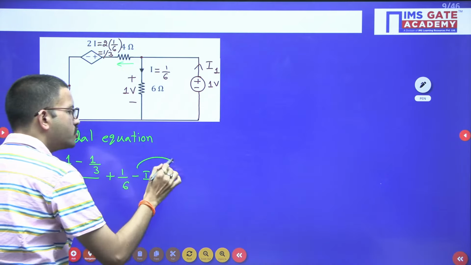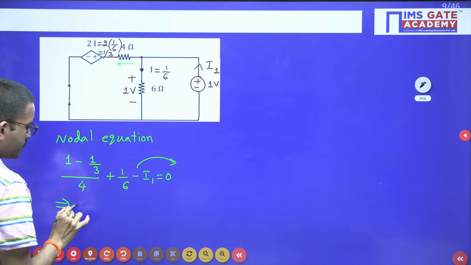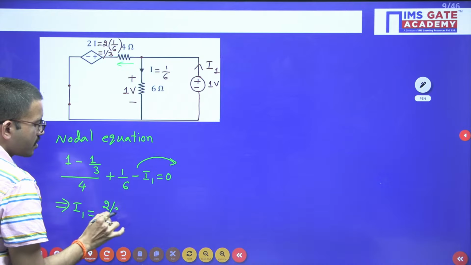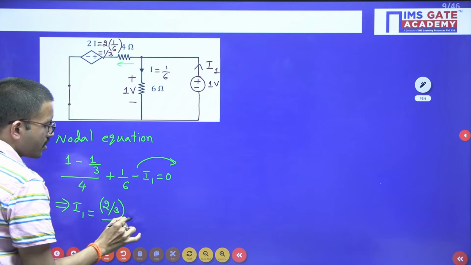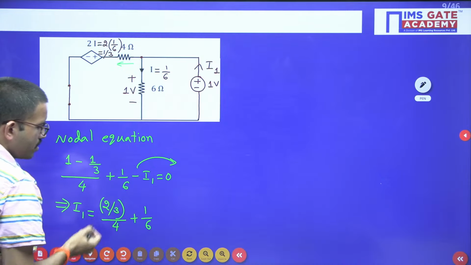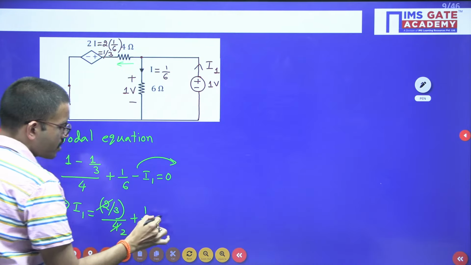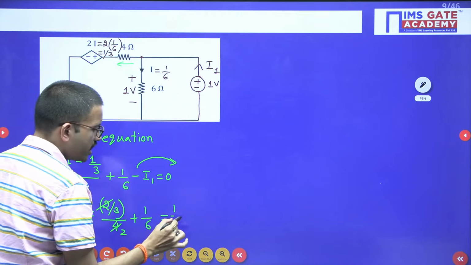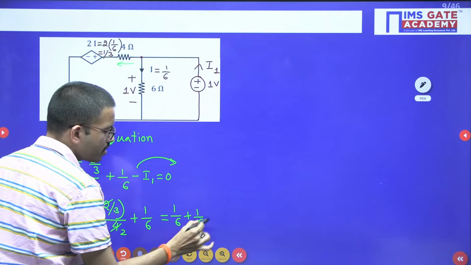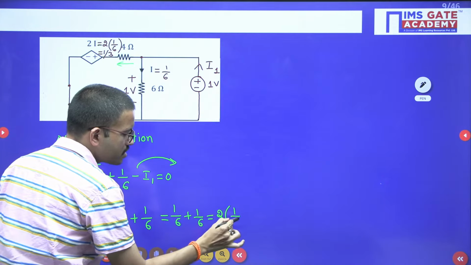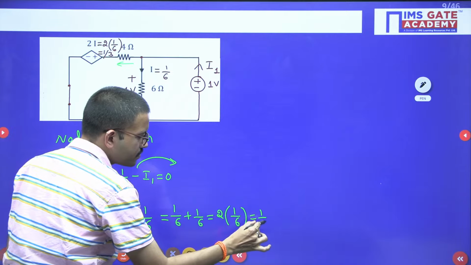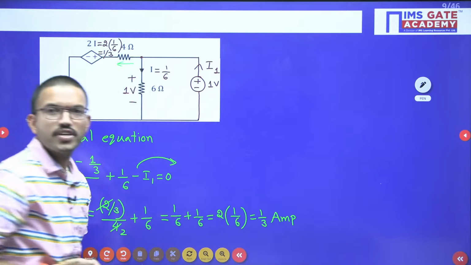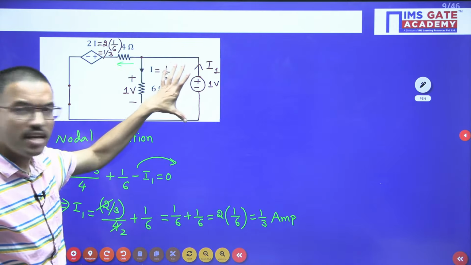From here, bring I1 to the right hand side, it will become positive. So 3 minus 1, that is 2 by 3, divided by 4, plus 1 by 6. Here 3 and 2 are both in the denominator, so 3 2s are 6. So you are getting 1 by 6 plus 1 by 6. From here we can write 2 into 1 by 6, which is nothing but 1 by 3. So here the I1 units are ampere.